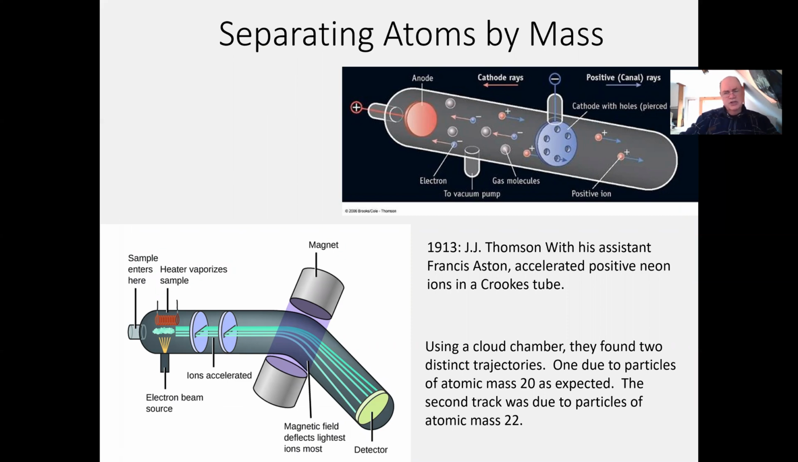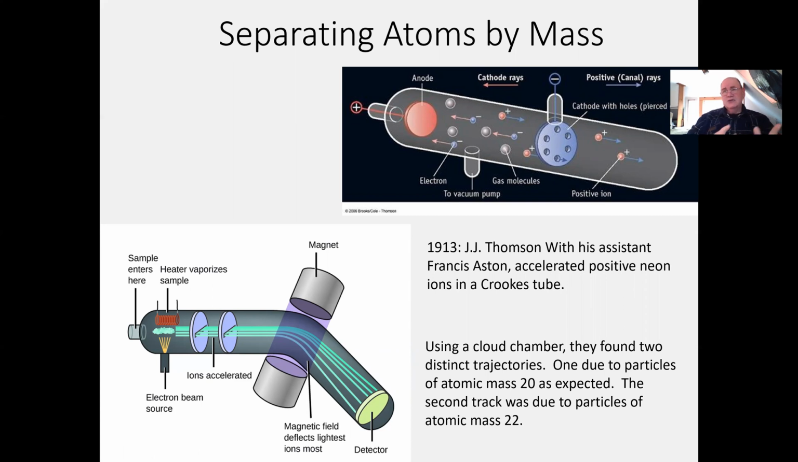Thomson was working with the student Aston, and they were curious about the gas neon. Neon, they knew, had an atomic weight of 20. They could measure that the old-fashioned way as a gas. Gases were easier to manipulate. But when they measured the gas accurately, they found that it wasn't 20, it was 20 point something. And they didn't quite understand why that was the case.